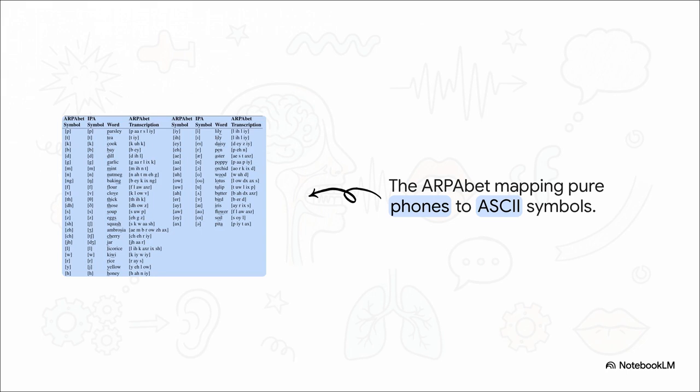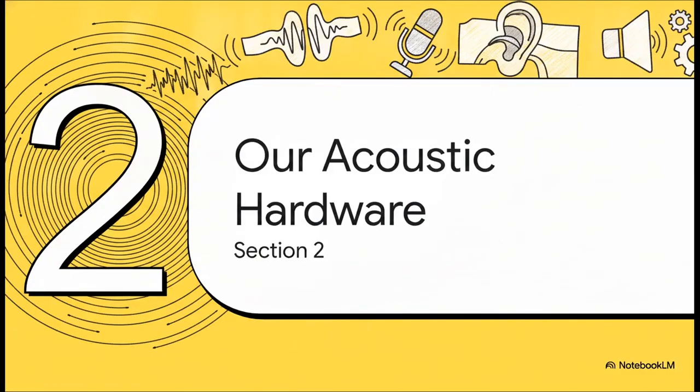But, as we know, code is just software. To really understand speech, we have to look at the machinery running that software. Which brings us to Section 2, our acoustic hardware.